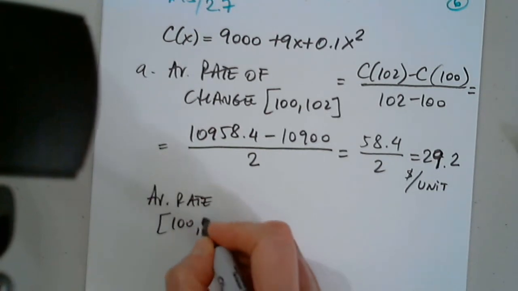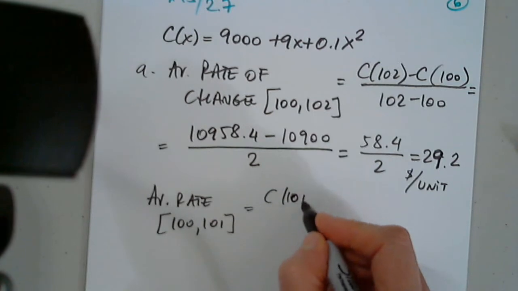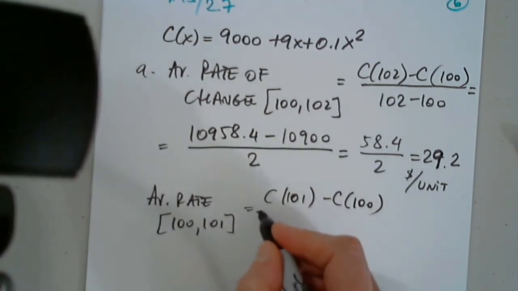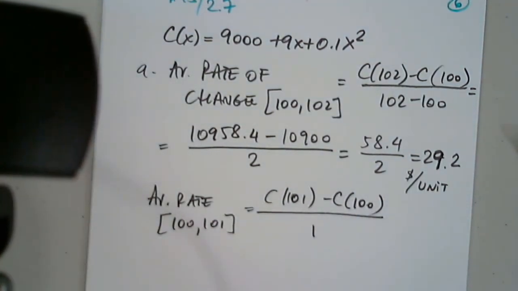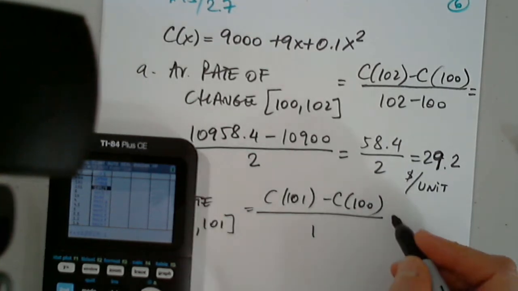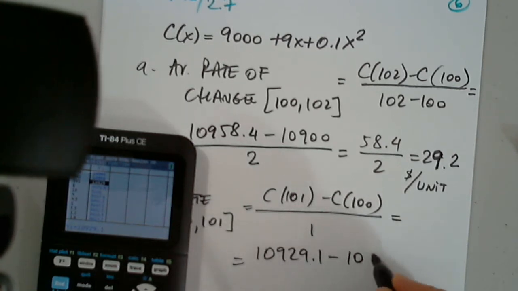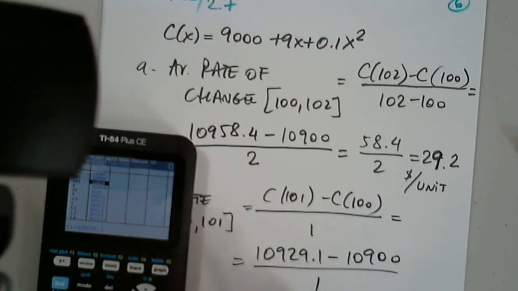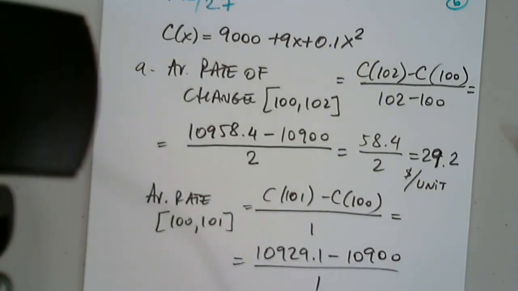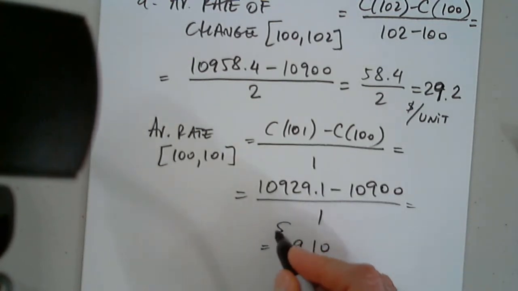between 100 and 101. Now they're asking C of 101 minus C of 100 divided by 1 this time, 101 minus 100. And let me plug in 101 and see what that is. So this is 10929.1 minus 10900 and divided by 1. So this is $29.1 per unit.